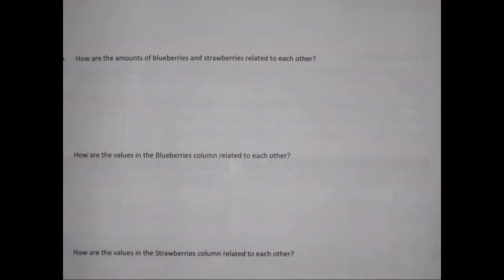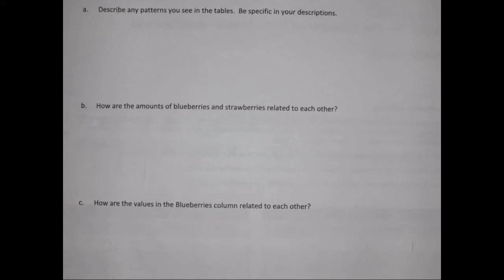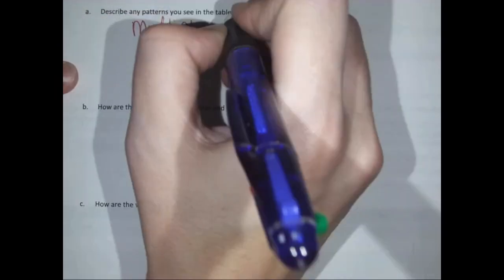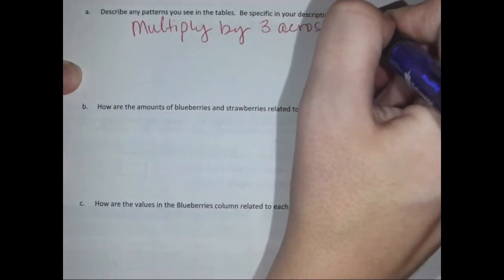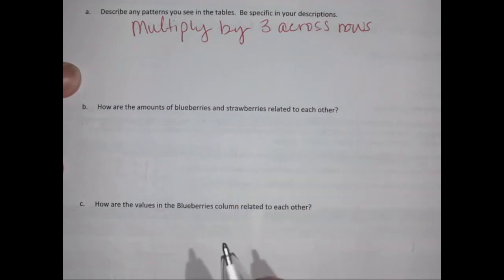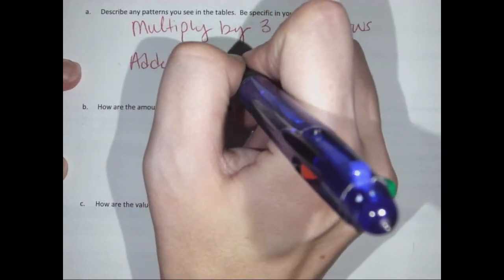Okay, turn the page. There are some questions about our tables. Part A says, describe any patterns you see in the tables. What patterns did we find? Jeffrey, what patterns did we find in our tables? We multiply by 3 across rows. Okay. Did we add going down the columns? We did. And we added down the columns.